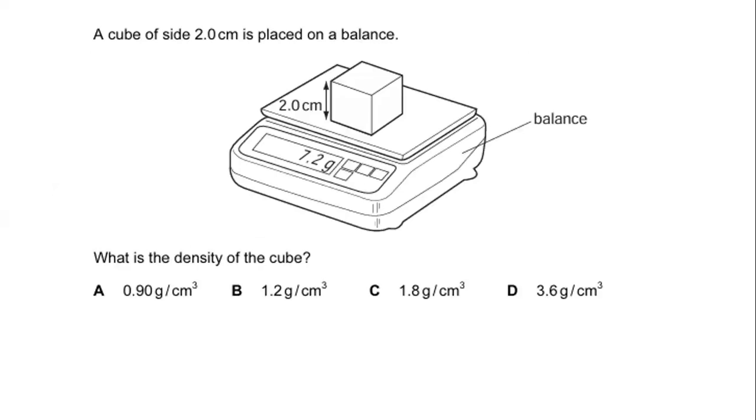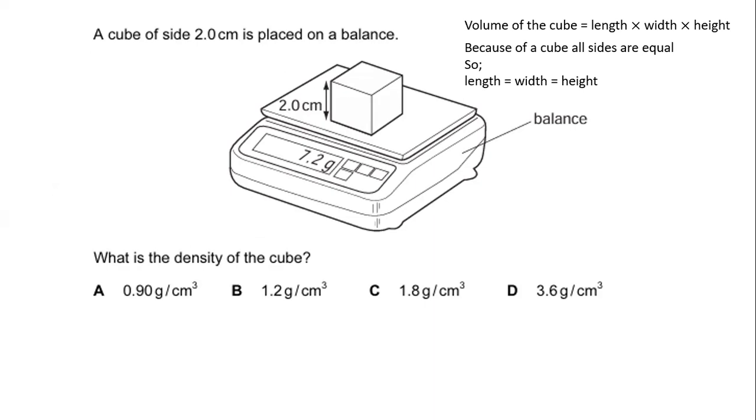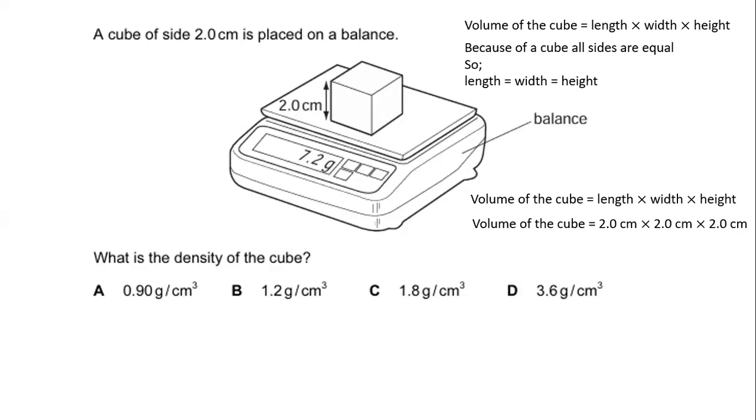Here we see this question. A cube with side of 2 centimeters is placed on a balance. What is the density of the cube? So the volume of the cube is equal to length times width times height. Because it is a cube, all sides are equal, so length equals width equals height. So the volume of the cube is 2 centimeter times 2 centimeter times 2 centimeter, which is 8 cubic centimeter.